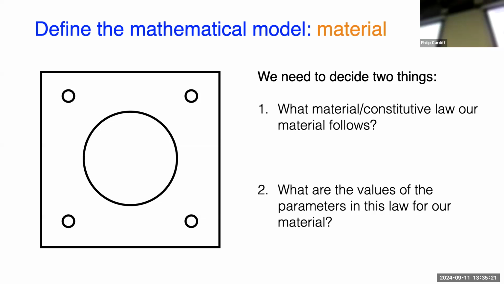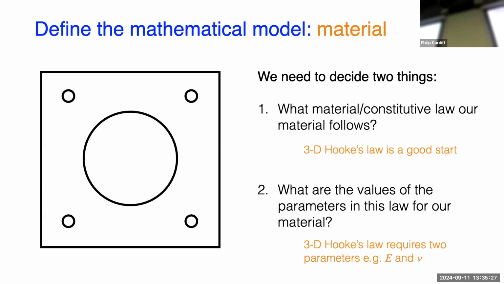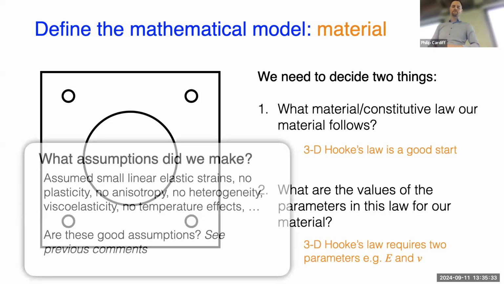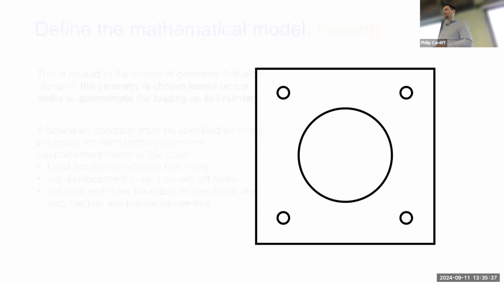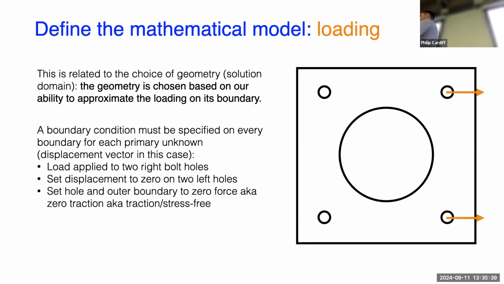So I might assume the material is uniform and it's linear elastic. I'll assume the deformation is small. Linear elastic, and what law does it follow? Well, I assume Hooke's law, and Hooke's law just means Young's modulus and Poisson's ratio. That's a good place to start. And then loading. So governing equations, geometry, materials, loading. That's the mathematical model. Once you have those 4 things, that's the mathematical model defined.